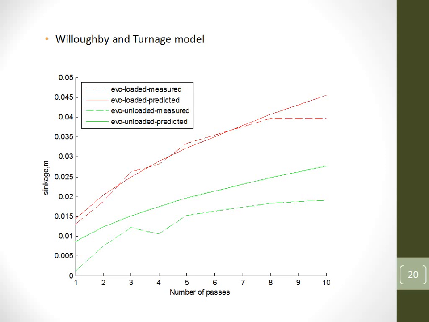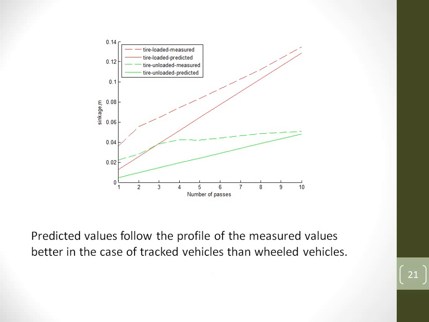For the Willoughby and Turnage model, the dotted lines represent the ones measured during the field test and field test analysis, and the solid lines represent the ones predicted using this model. We can see that they seem to follow the path, but they're much better for the tracked vehicles. This is for the wheeled vehicles. They don't really seem to match well.